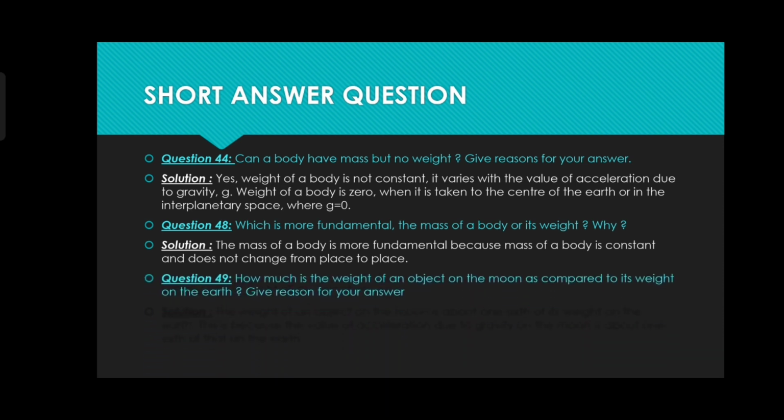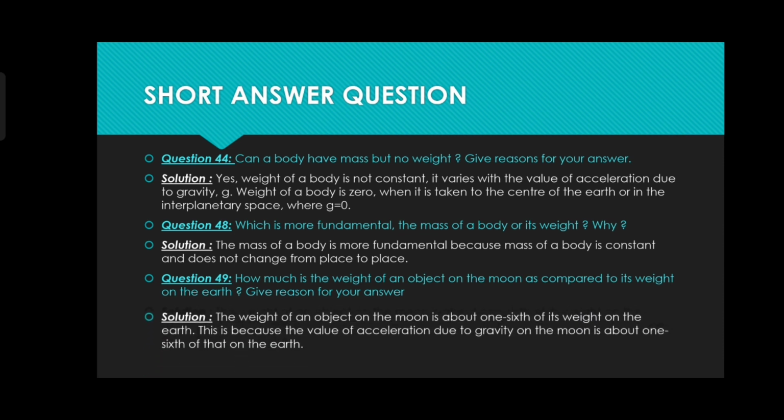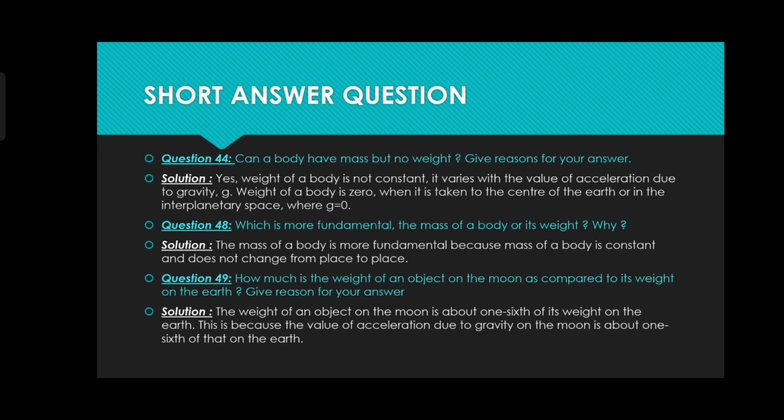Question number 49. How much is the weight of an object on the moon as compared to its weight on the earth? Give reasons for your answer. Solution. The weight of an object on the moon is about 1/6 of its weight on the earth. This is because the value of acceleration due to gravity on the moon is about 1/6 of that on the earth.